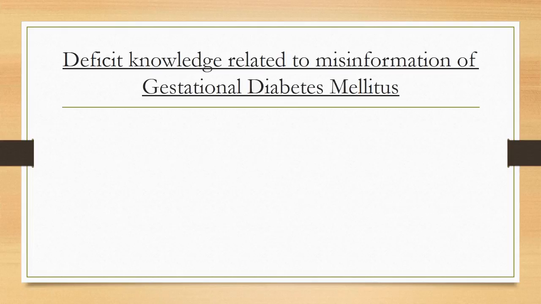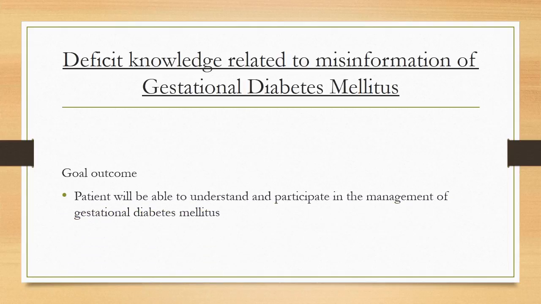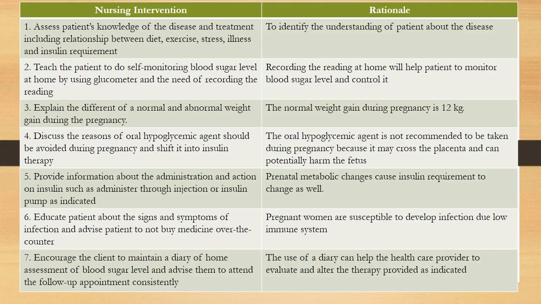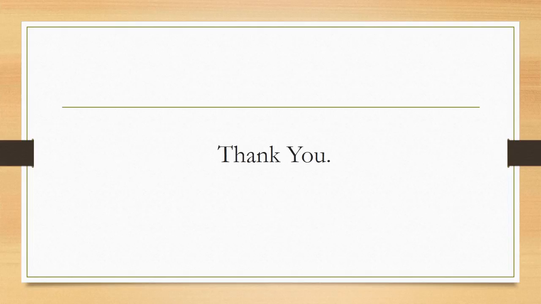There are several nursing diagnoses of gestational diabetes mellitus. Firstly, imbalanced nutrition, less than body requirement related to inability to utilize nutrients appropriately. Next, risk for maternal injury related to changes in diabetic control. Besides, risk for fetal injury related to elevated maternal serum blood glucose level and deficit knowledge related to misinformation of gestational diabetes mellitus.